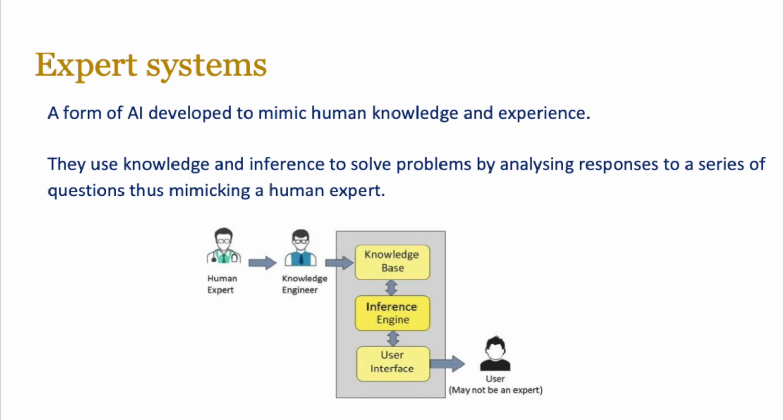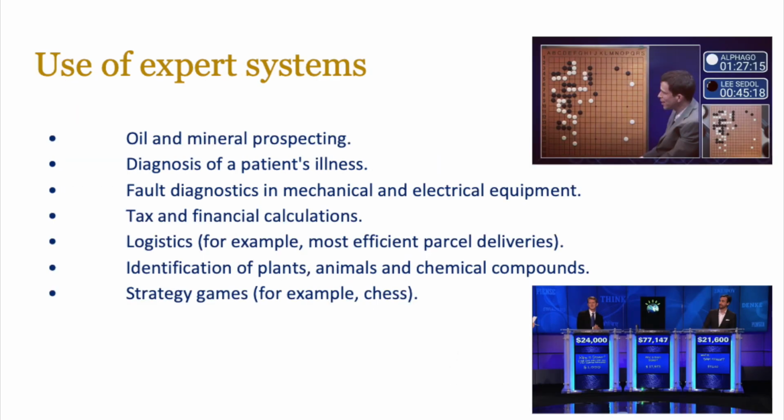But first, we're going to look at the uses of expert systems, where they're used at the moment. Expert systems are generally used in industries such as oil and mineral prospecting, diagnosis of patients' illnesses, so in the medicine sector, fault diagnostics in mechanical and electrical equipment, tax and financial calculations, logistics, for example, what's the most efficient parcel delivery mechanisms, which route to take, and so forth, identification of plants, animals, and chemical compounds, strategy games, for example, chess or Go, and even expert systems have been used in shows like Jeopardy to beat humans.